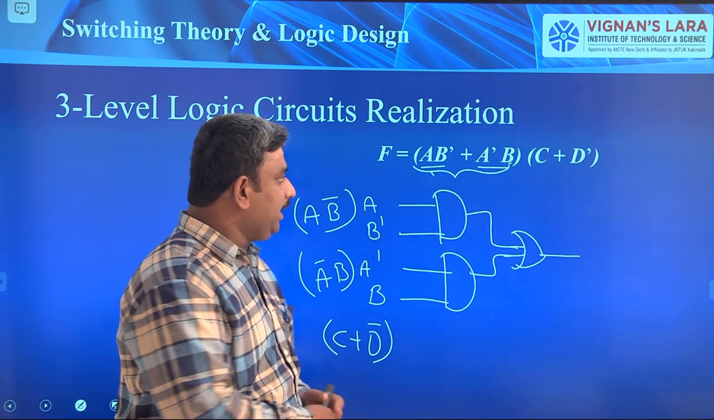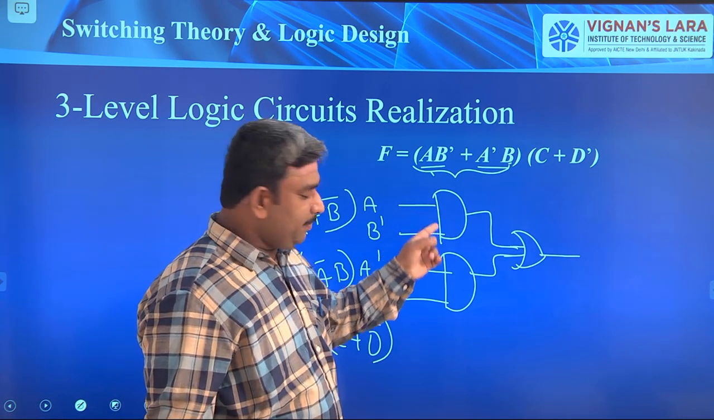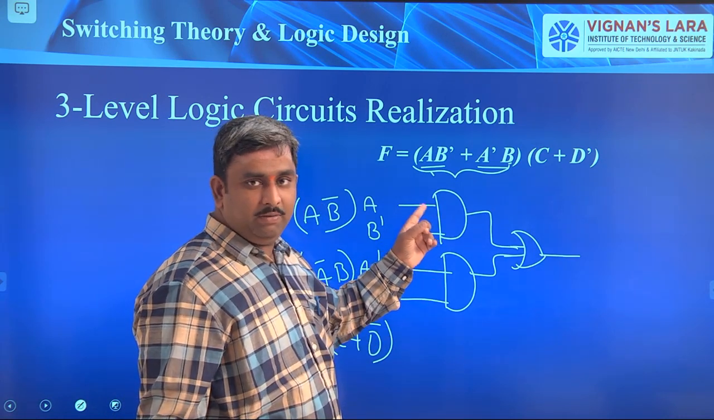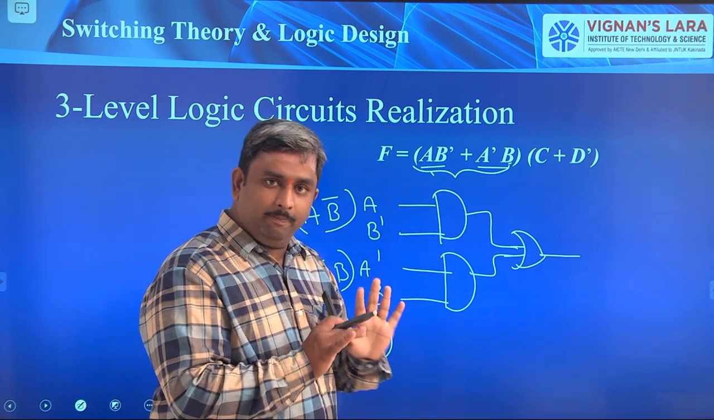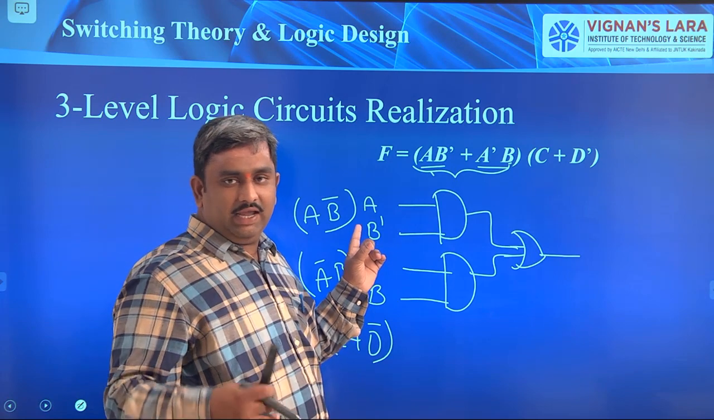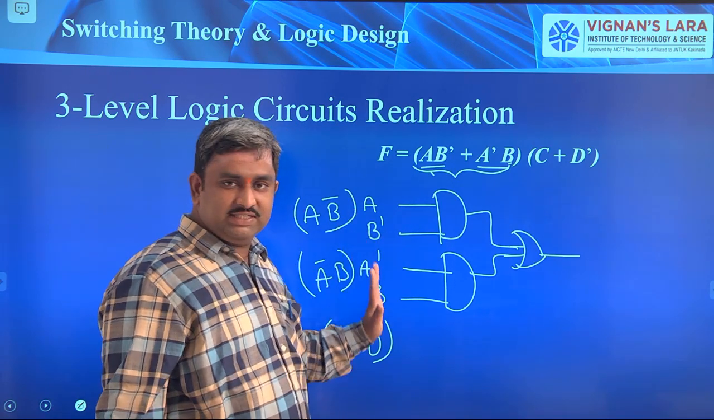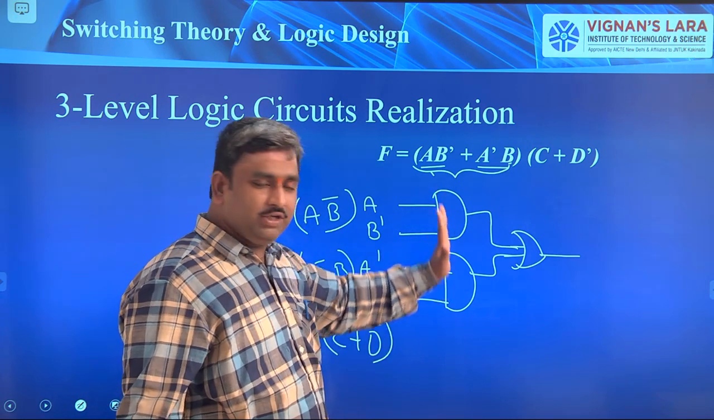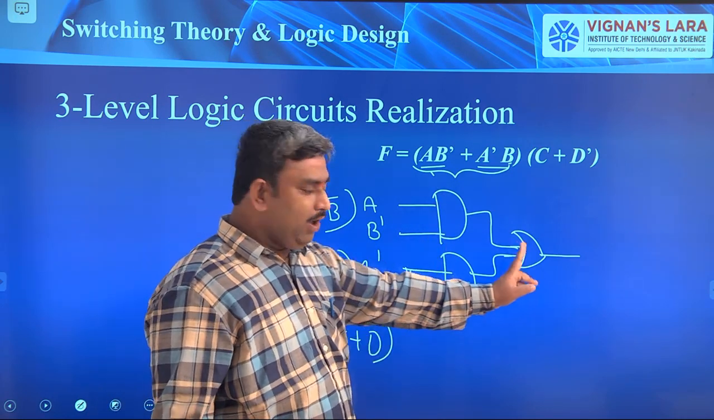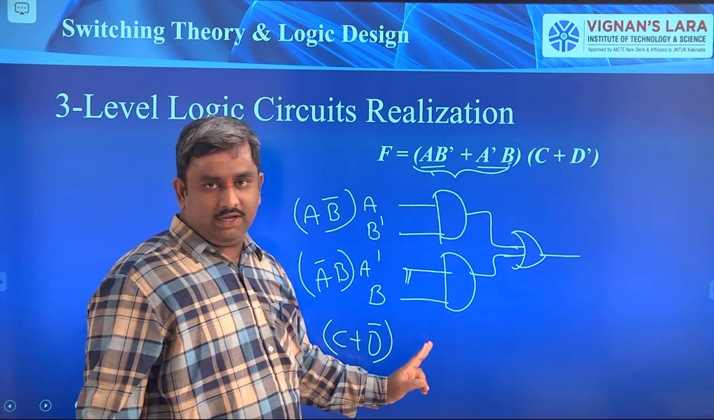So this is the level. You can do the AND gate operations, A bar B and A B bar, in parallel. There is no need of waiting, because A, B, A bar, B bar, those four signals are readily available. If you want to do the sum operation, you need these two AND gate outputs.